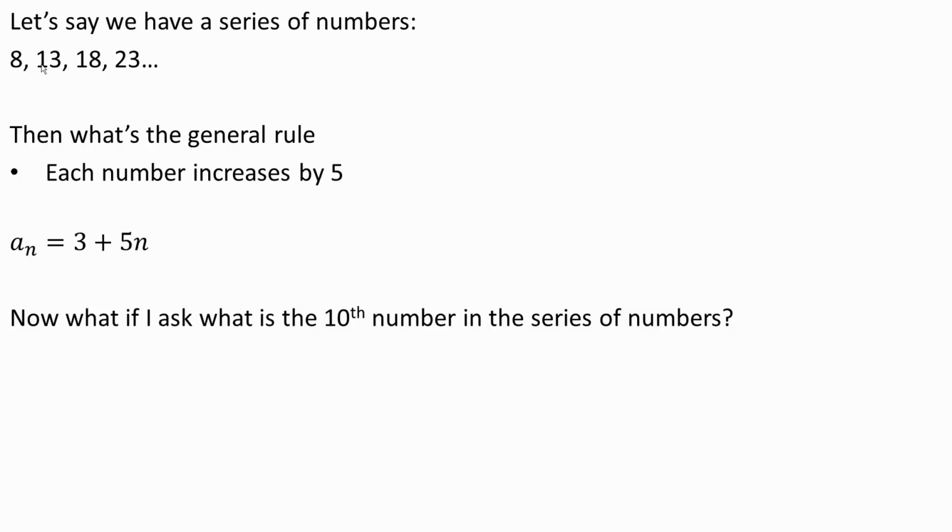The general rule: each number is increasing by 5. So 8 plus 5 is 13, 13 plus 5 is 18, 18 plus 5 is 23. And so what we can say is a sub n is equal to 3 plus 5n.